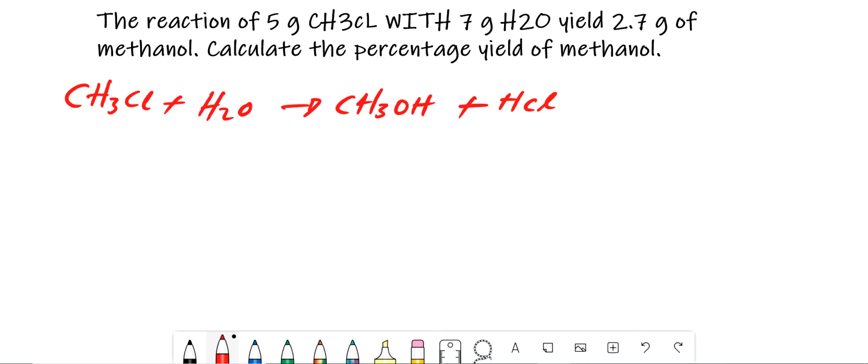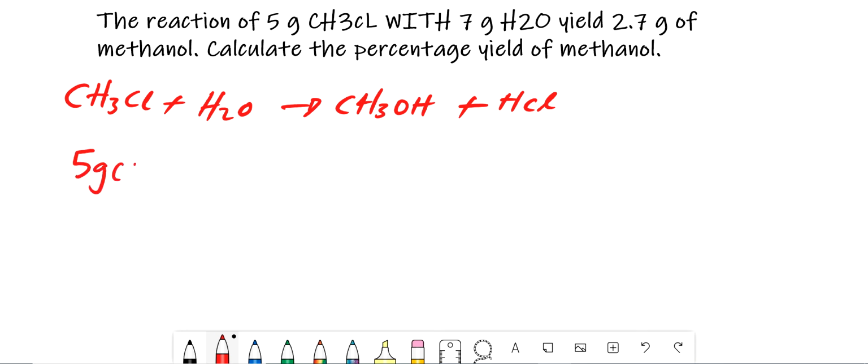Okay, so let's now calculate the limiting reactant. We will start with methyl chloride. In this case we will calculate how much methanol we will produce on the reaction of 5 grams of methyl chloride. So let's do this together right now.